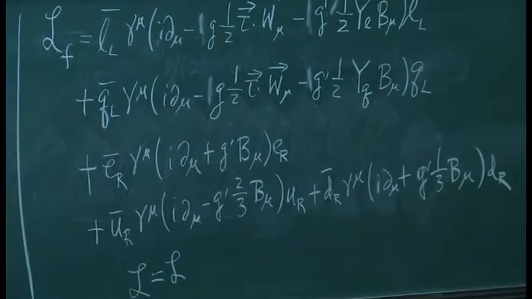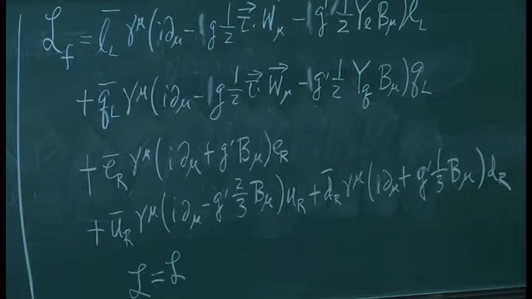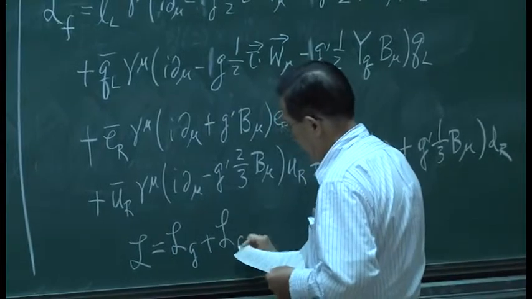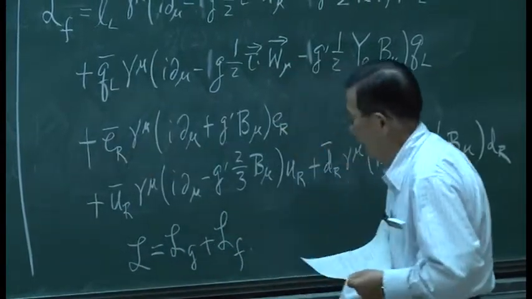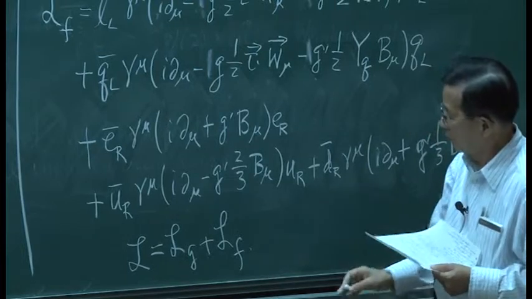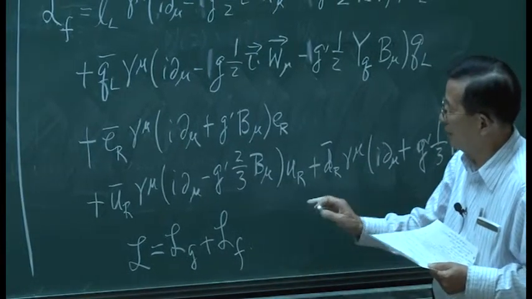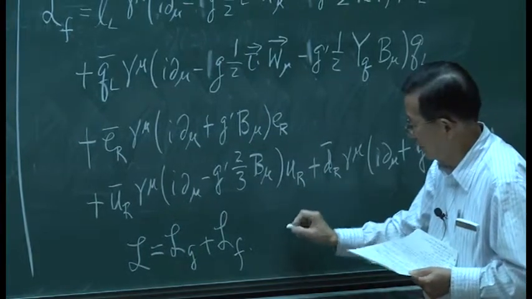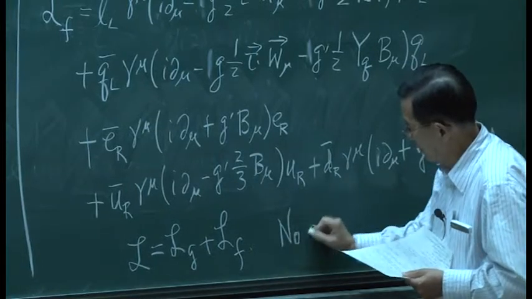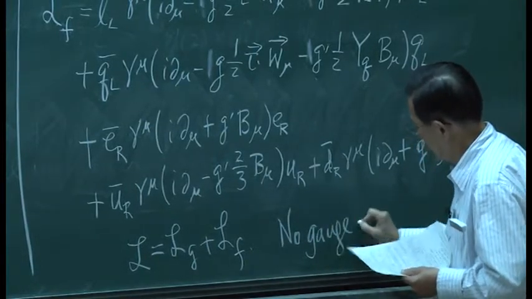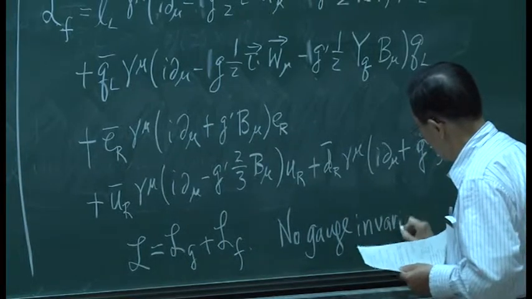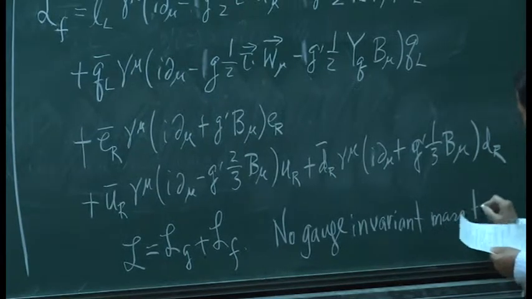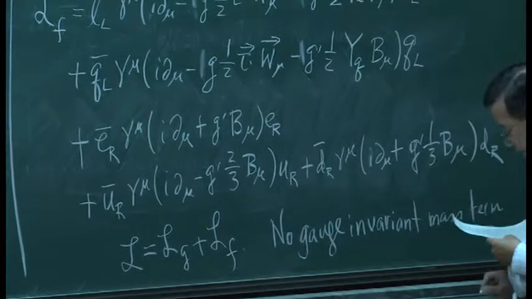And here for the gauge field, and then for the fermion. Now, notice the following, that I cannot write down a gauge invariant mass term. So, no gauge invariant mass term. Okay?